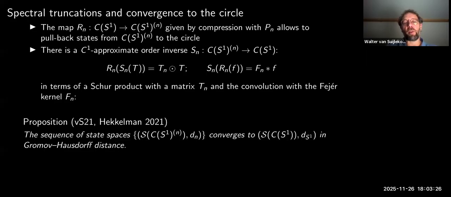And that was actually done by Eva Maria Heckelman. So in these two papers, in one I showed that all the state spaces, if you look at all the states in these state spaces, converge to the probability measures. What Eva Maria Heckelman showed is that this actually applies to the pure states as well. So they will already Gromov-Hausdorff converge to all probability measures on the circle.